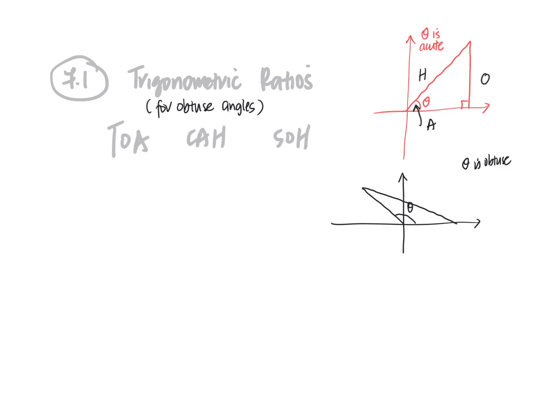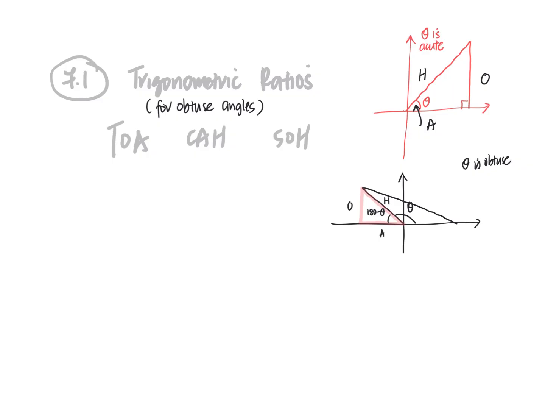You always look out for the right angle triangle. So the right angle triangle you focus on is this one here. Instead of using this angle, we are using this little angle here. So same thing, hypotenuse, adjacent, opposite.